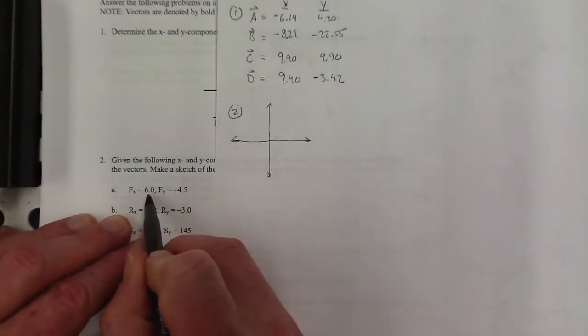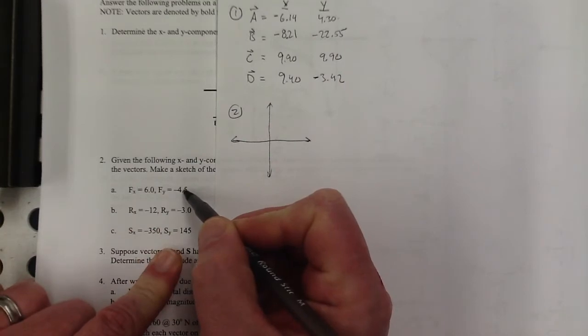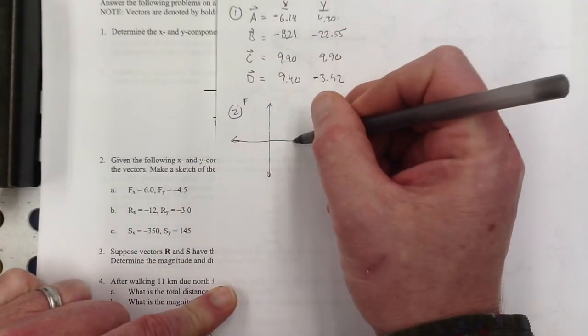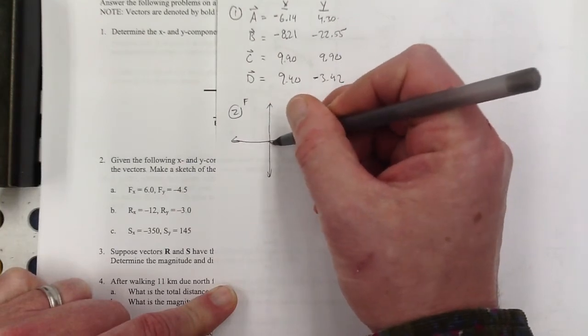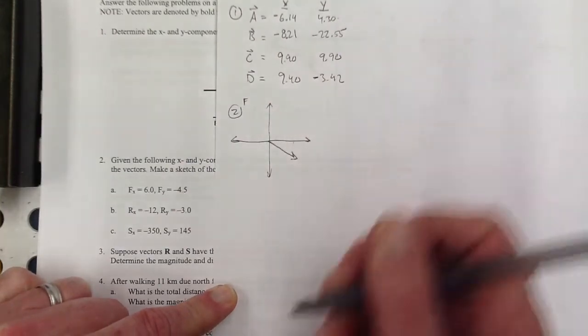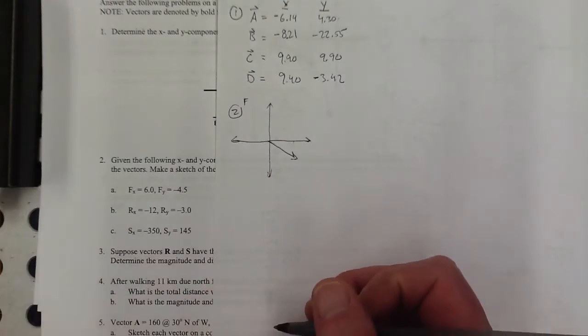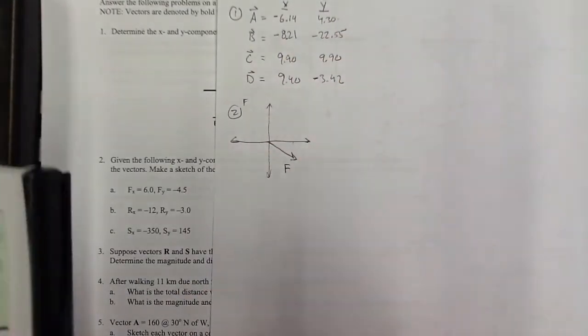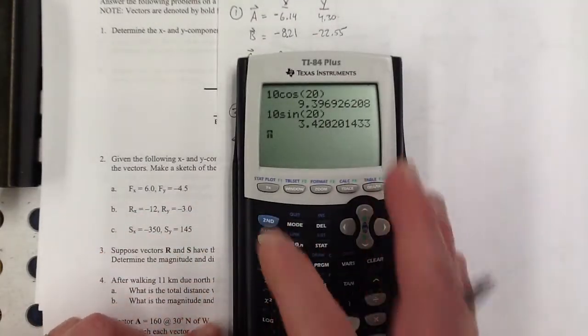So F is 6 and negative 4.5. So it's going to be something like that. All right? This is the F right here. Find the magnitude and the direction.